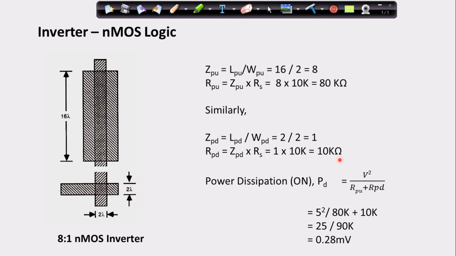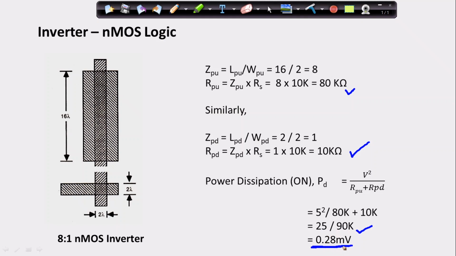And then, as we have said, the power dissipation is given by V square by R. Here we are considering the power dissipated when the transistor is on. So V square divided by the total resistance, where I need to consider the pull up resistance and the pull down resistance. So V square by R pull up plus R pull down. Let us take our VDD as 5 volts, so 5 square divided by pull up 80k and pull down 10k. The total resistance offered is 90k, and 5 square is 25. If I take 25 divided by 90,000, the total power dissipation will be 0.28 millivolt.